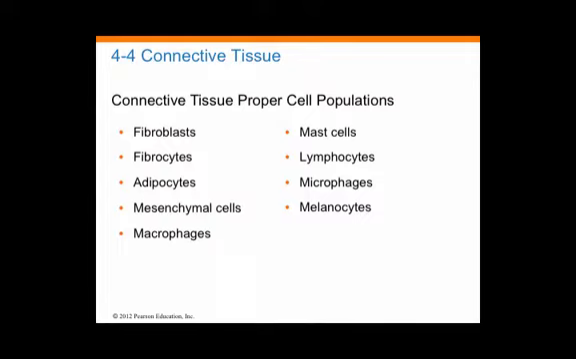There are several different cells in connective tissue proper. Know the functions of each of these. Fibroblasts create the protein fibers, fibrocytes maintain the fibers, adipocytes store fat, macrophages eat pathogens and damaged cells, mast cells release histamine and heparin in response to injury or infection to stimulate inflammation. Lymphocytes are white blood cells that develop into plasma cells that produce antibodies. Microphages respond when macrophages increase in numbers. They are also phagocytic. Melanocytes synthesize and store melanin.